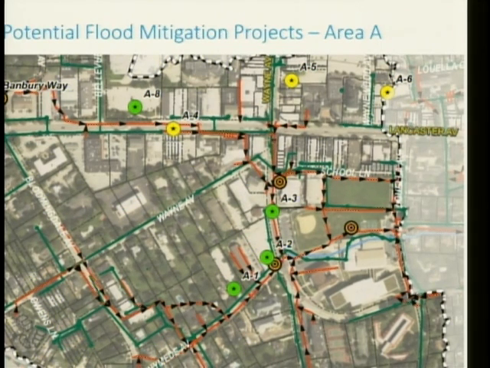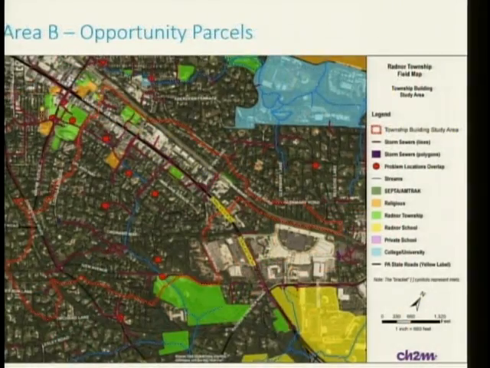And then this is just a blow up showing the projects that we're recommending, those 4 green ones. And then these locations are just the previously documented flood locations, the overlapped ones from the model and previously documented.